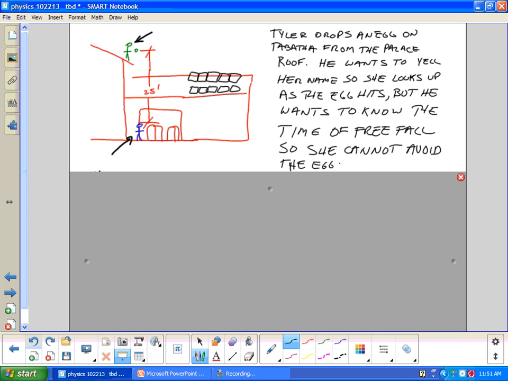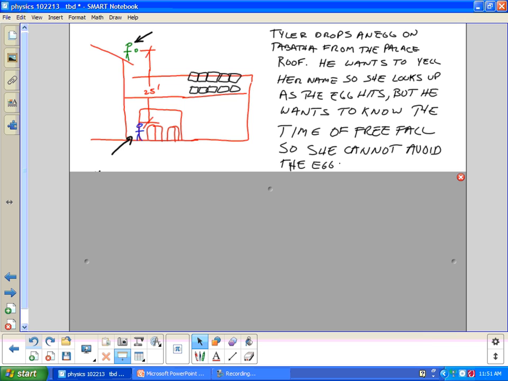Tyler drops an egg on Tabitha from the Palace roof. He wants to yell her name, so she looks up as the egg hits. But he wants to know the time of free fall, so she cannot avoid the egg. And our discussion here, after we find the time, is if he yells her name right as he lets go, can she avoid it? Okay, so we'll talk about that.